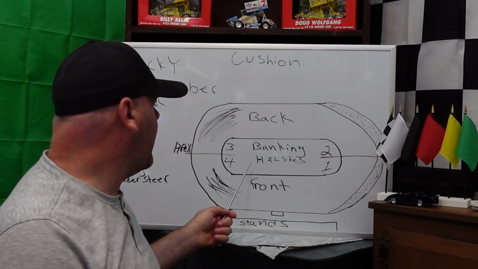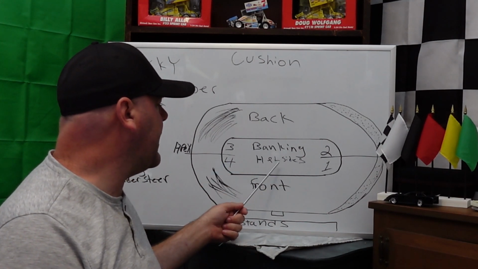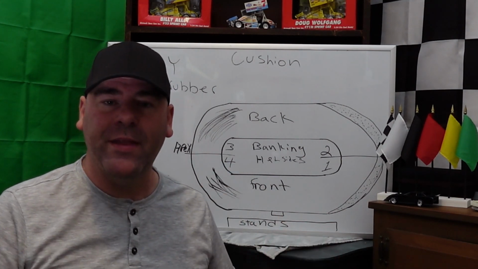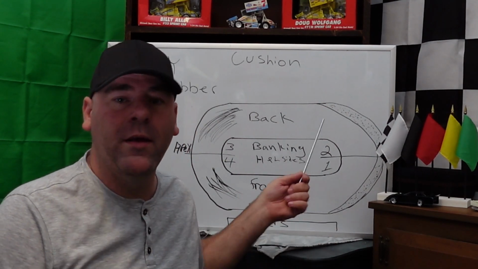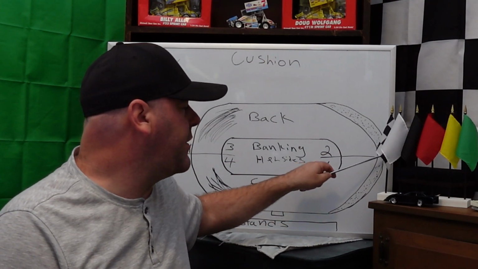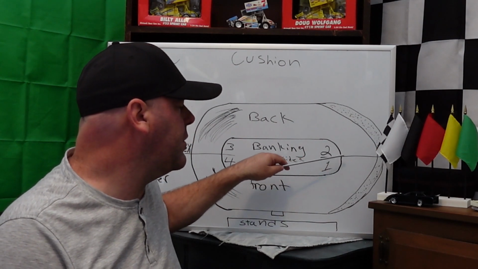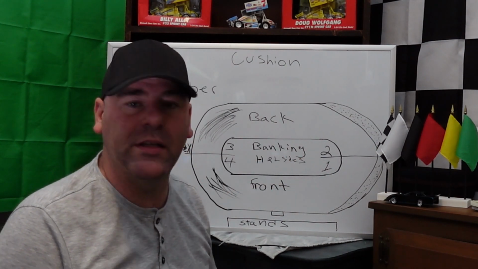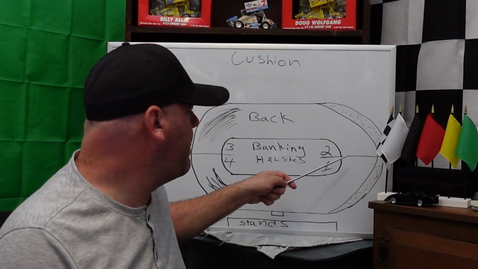Which just brings us to another thing we're going to discuss, the high side and low side. Obviously, that's pretty self-explanatory. So if somebody passes on the high side, it's the high side of the track. Like we were talking about with the banking, the outside of the track is going to be higher than the inside of the track, which is the low side. So you've got high side and low side.